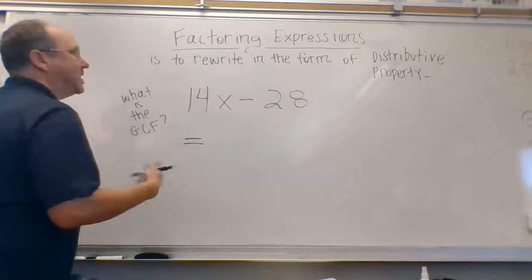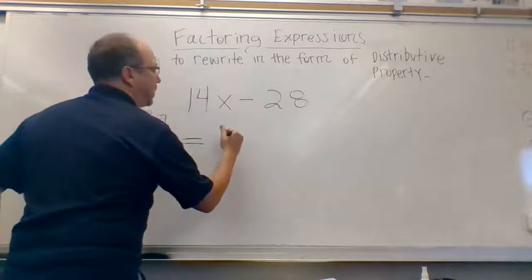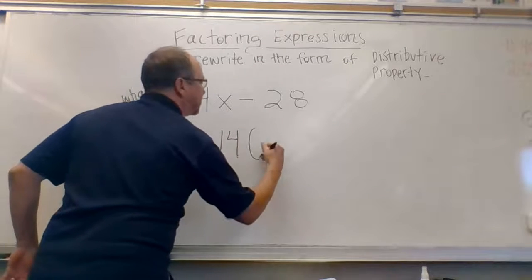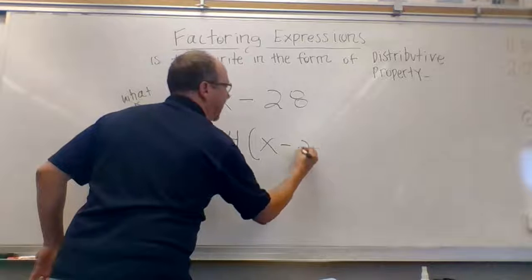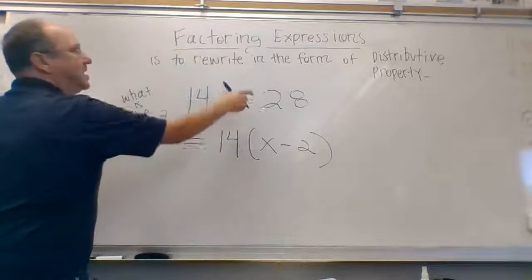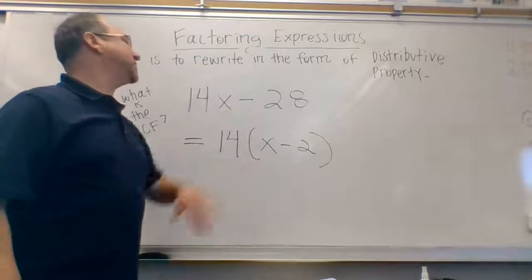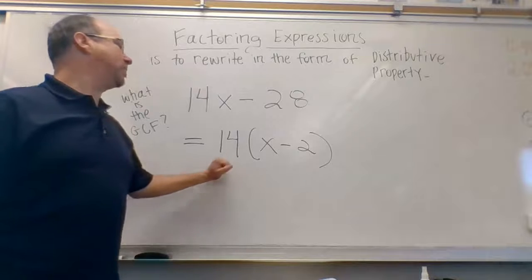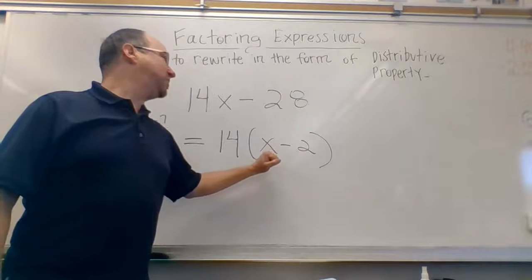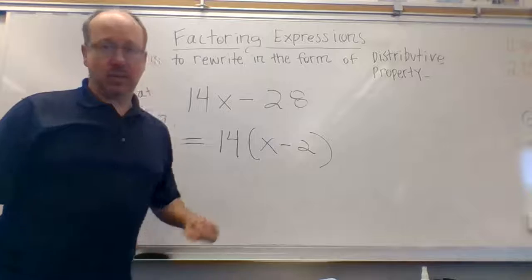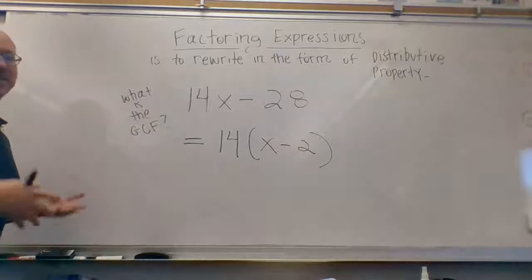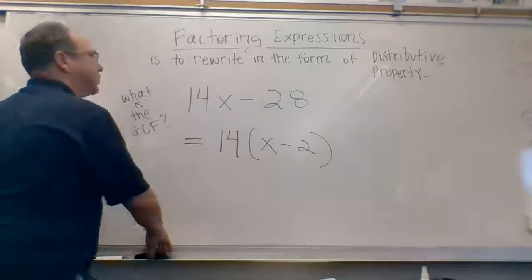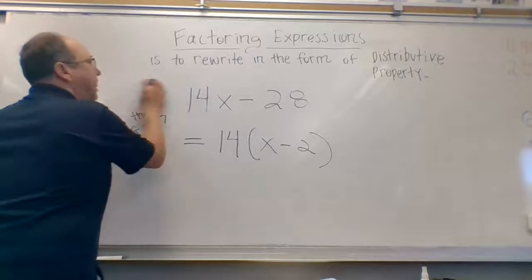So in this case, the version we're looking for is 14 distributed to x minus 2. These are equivalent. 14x minus 28 is equivalent to the factored form of 14 distributed to x minus 2. That is the factored form. Let's do another example.